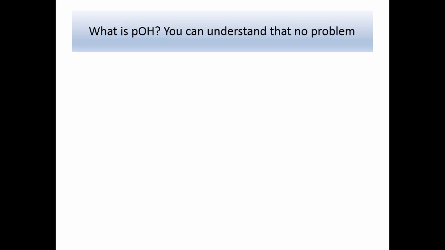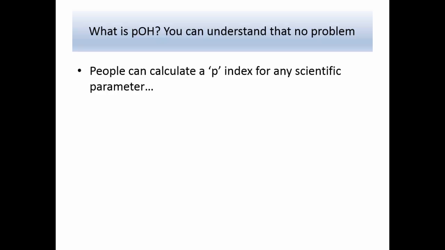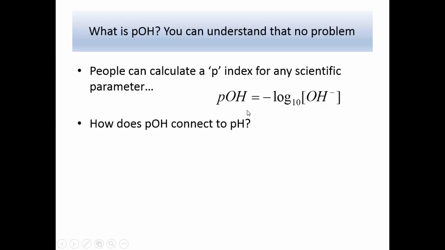And so we'll define pOH. Now that's not too hard to understand, really. If you know how to calculate pH, or p anything for that matter, you just take the negative log base 10 of that parameter. So pOH is negative log base 10 of the hydroxide ion concentration. And now how does it connect to pH?